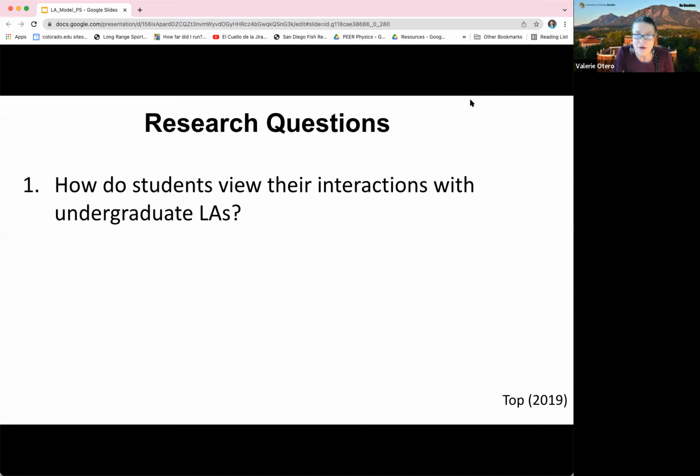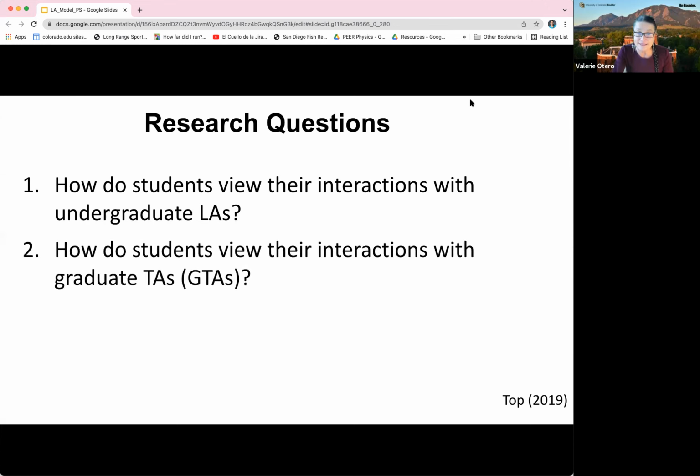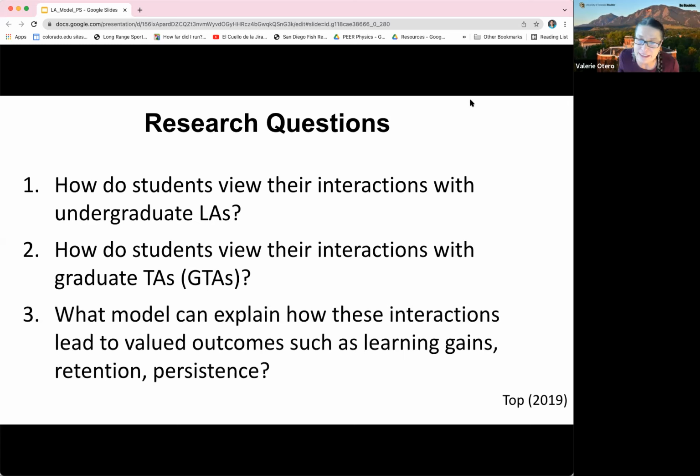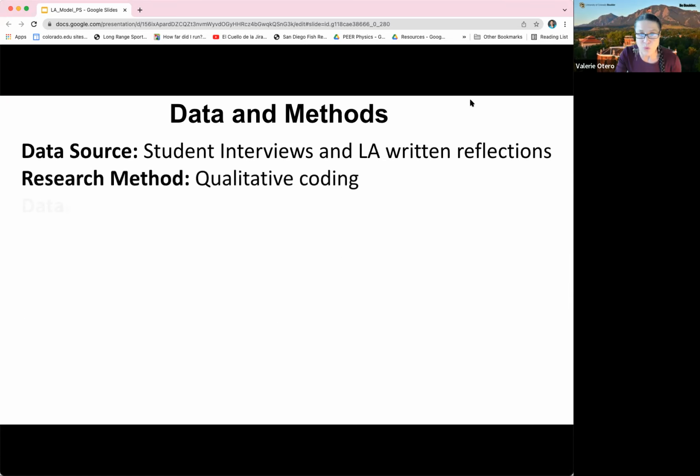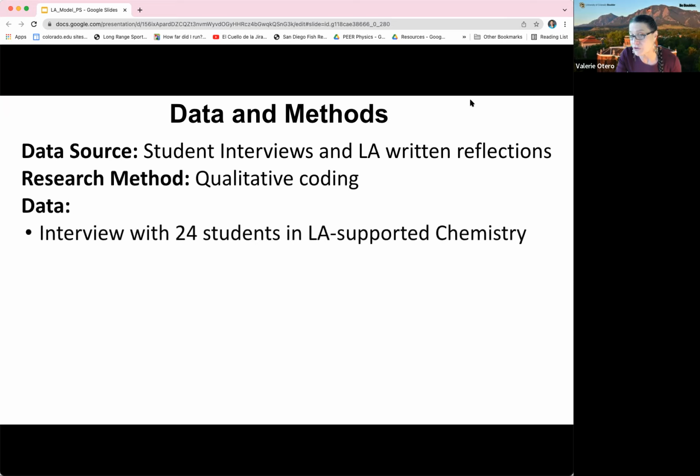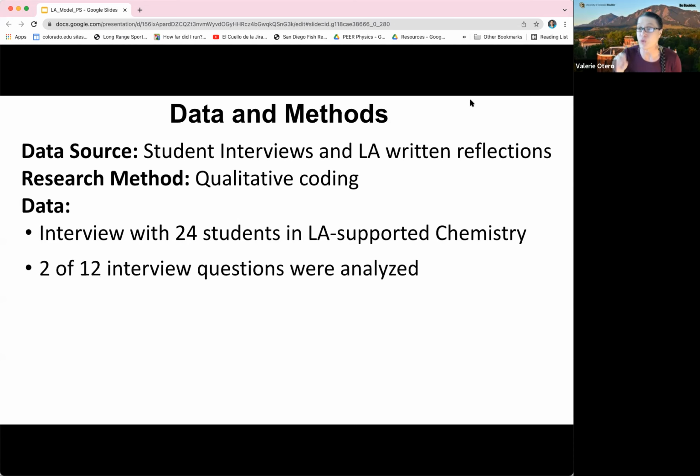So we asked, how do students view their interactions with undergraduate LAs, and how do students view their interactions with graduate TAs? And what model can explain how these interactions lead to valued outcomes, such as learning gains, retention, and persistence. And the data we used was interviews with 21 students in an LA-supported chemistry Gen Chem 1 and 2. And we only used 2 of 12 of those interview questions, because the interview was about all kinds of things, even things like, is your lab connected to your lecture? And so there are only 2 questions that were asked about LAs.